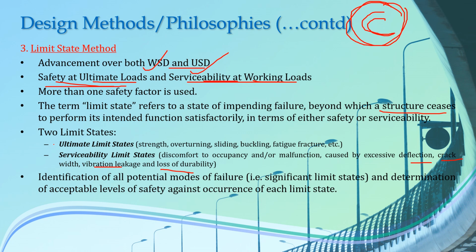So in limit state method, what we try to do is identify or recognize the different limit states of a building or of a structure, and then we select appropriate partial safety factors to ensure safety at these ultimate limit states and serviceability at working loads. So you can see here the identification of all potential modes of failure, that is the significant limit states, and determination of acceptable levels of safety against occurrence of each limit state.